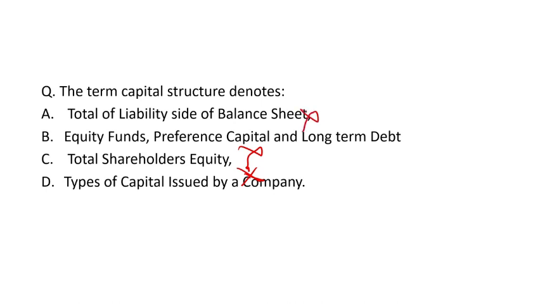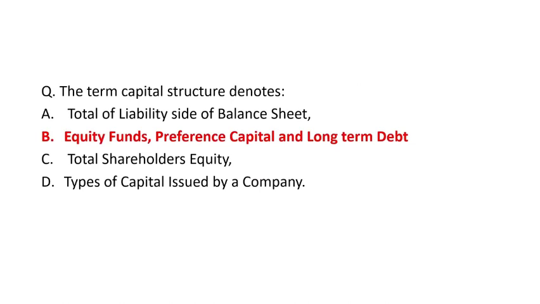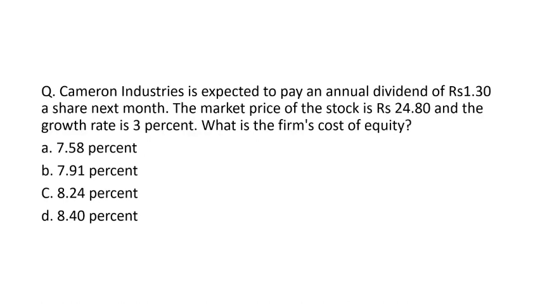Then the liability side of the balance sheet: there are both current as well as fixed long term liabilities, as well as short term liabilities. Short term liability will not be considered. So the most accurate answer here is equity funds, preference capital and long term debt. These play a major role in the computation of the capital structure of the company. Now let's move to the next question.